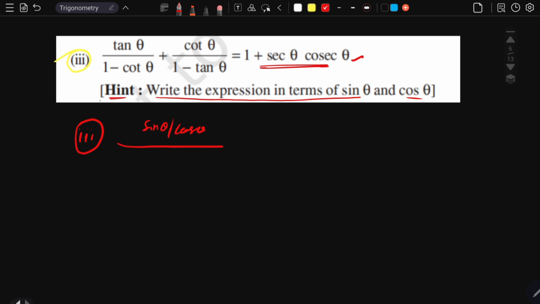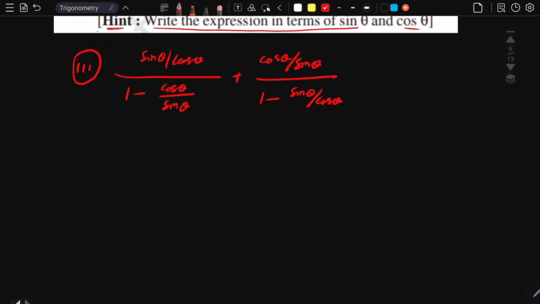In the denominator, cot we write as cos theta divided by sin theta, plus cot again we write as cos theta divided by sin theta. In the denominator 1 minus tan, tan I am writing as sin theta divided by cos theta. So now take the LCMs in the denominator.